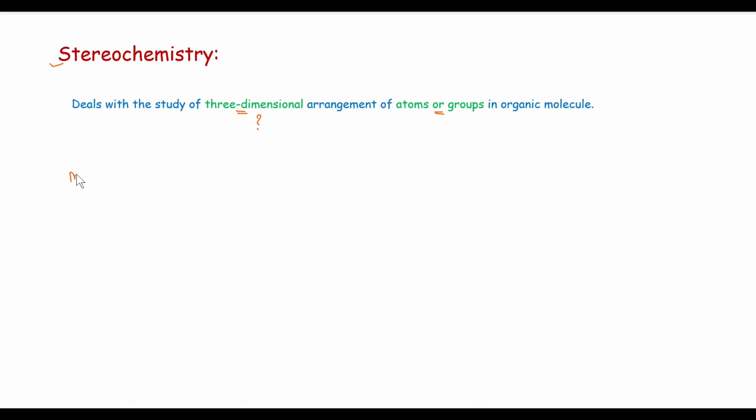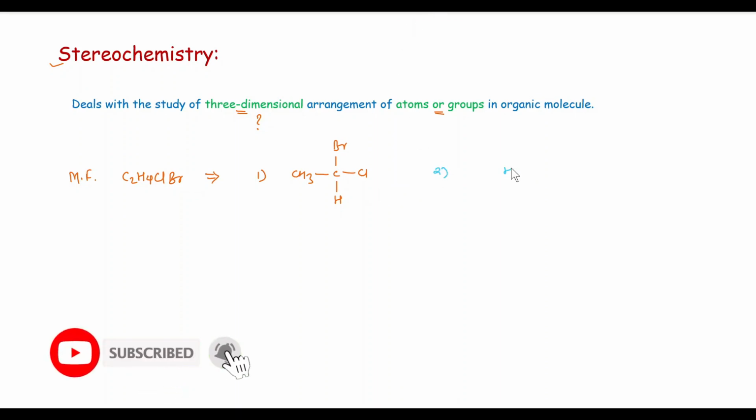The molecular formula for the example is C2H4ClBr. Basically, this molecular formula has two different structures. The first structure has CH3, CH, Cl and Br bonded. In the second structure, CH2, CH2, Cl and Br. These two molecules have the same molecular formula but differ in structure.